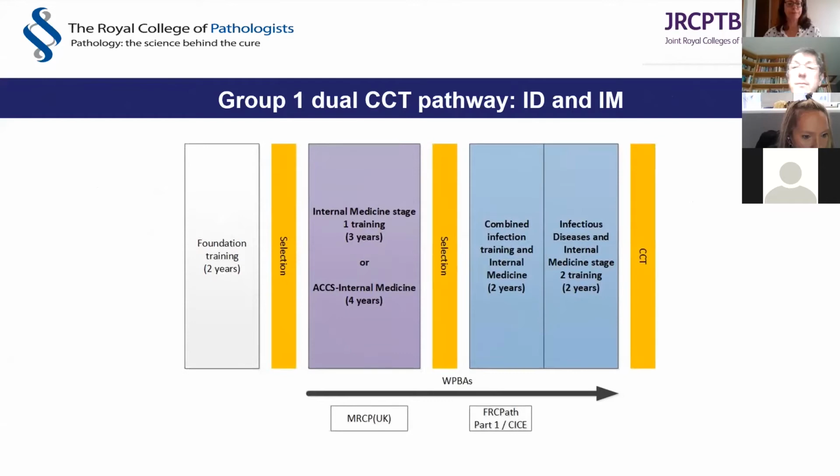So this is the pathway for infectious diseases and internal medicine. You do your foundation years as now. You're selected into a 3-year internal medicine stage 1 program, and during which time you will get your MRCP. Then as now, there'll be national recruitment, and there'll be a selection into combined infection training with internal medicine, and that will be a total of 4 years of training. So 2 years of combined infection training. Total duration unchanged from previously, and at the end of that time you'll get a CCT.